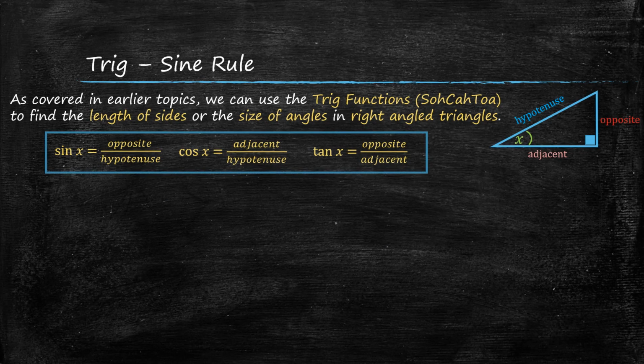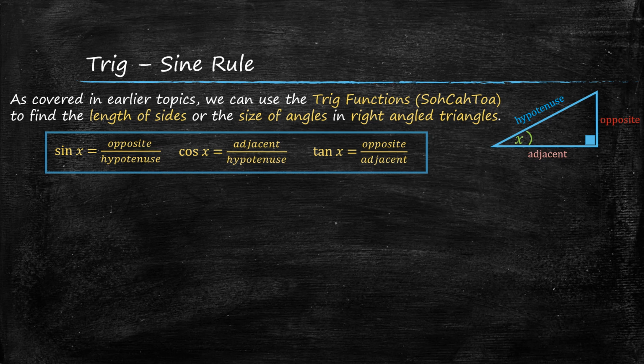The sine rule. As covered in earlier topics, we can use the trig functions, SOHCAHTOA, to find the length of sides or the size of angles in right-angled triangles. For example, in the right-angled triangle shown, we have hypotenuse, opposite and adjacent. Sine x would be equal to opposite over hypotenuse. Cos x is equal to adjacent over hypotenuse, and tan x is equal to opposite over adjacent.